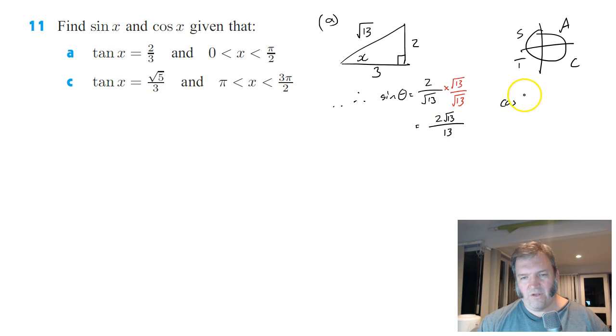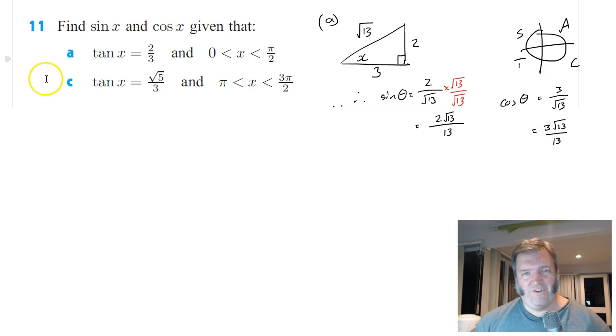By the same token, cosine of theta, adjacent divided by hypotenuse, 3 over root 13. Rationalize the denominator, and I've got 3 root 13 over 13. And we are done. I'll leave you to do C for yourself.